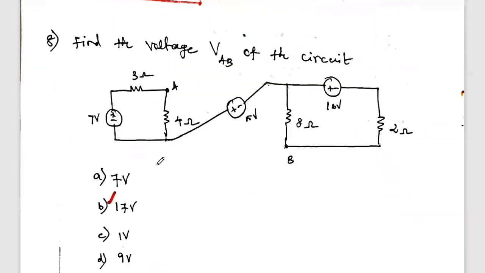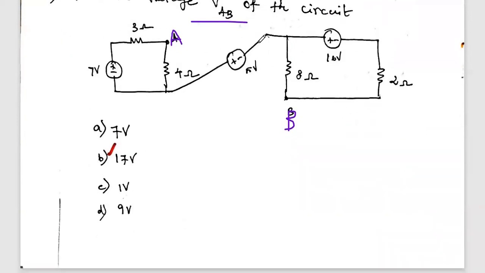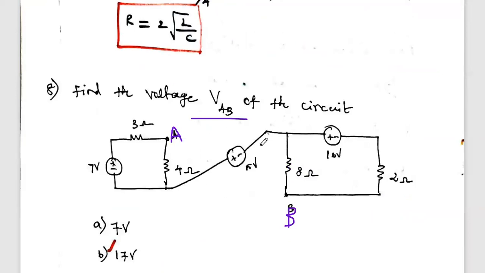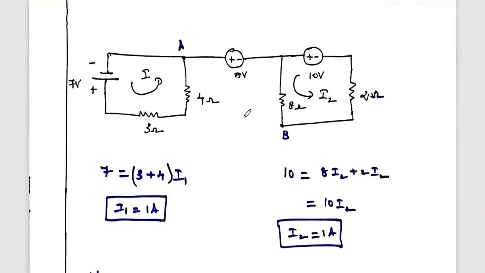Then the next question: find the voltage VAB of the circuit shown in the figure. So this is the circuit. You see this is node A, this is node B. We have to find the voltage across node A and node B. Here some voltage sources are there and some loops are defined with resistances 3 ohm, 4 ohm, 8 ohm and 2 ohm. So we have to find VAB. I am redrawing this diagram like this.